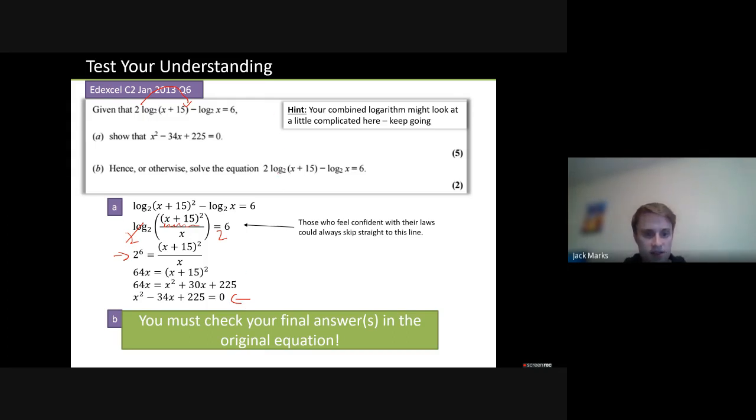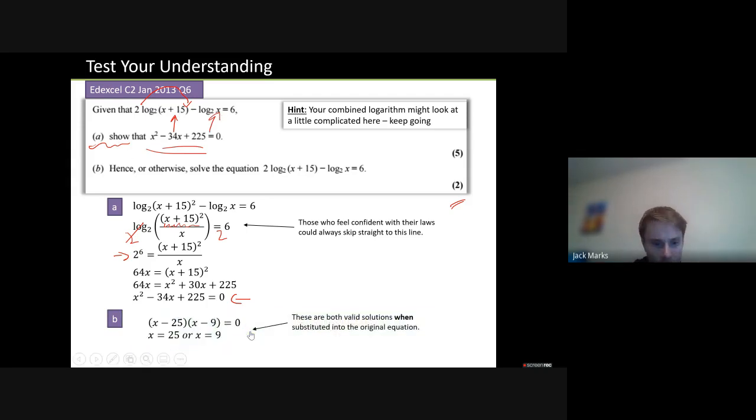Hence or otherwise solve the equation. Well, you need to get the x values now. It's only 2 marks, so it implies that you shouldn't be doing too much. Part A said show that. All of these things mean you need to work with your answer here. Okay, you need to work with this quadratic. Remember that when you get your values, you need to check these original logs here and see if they work.